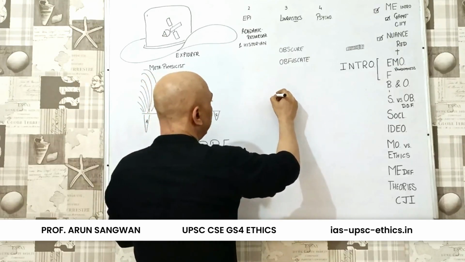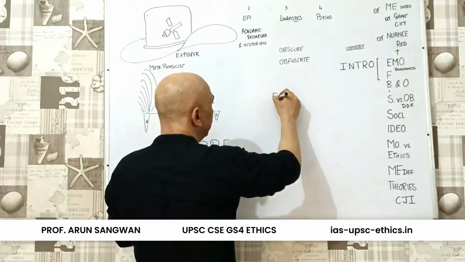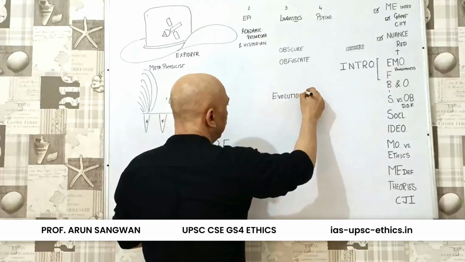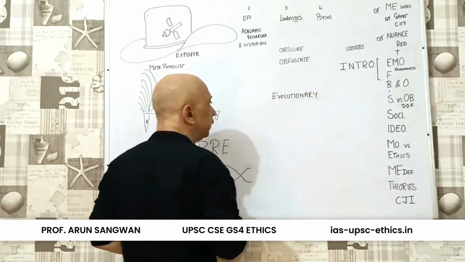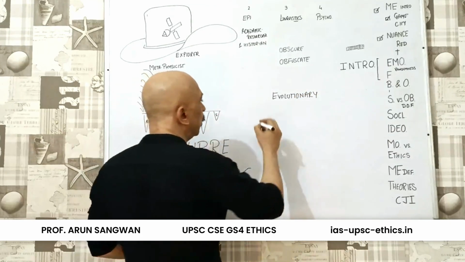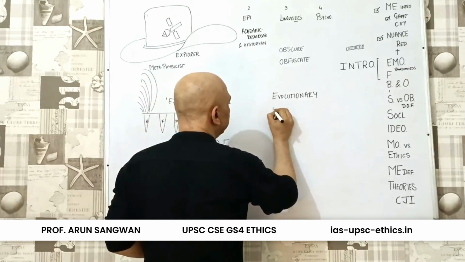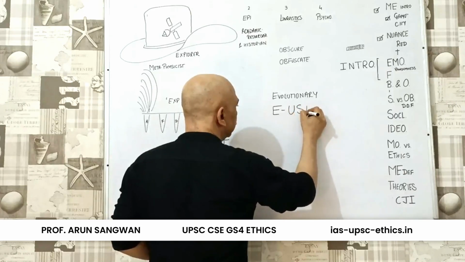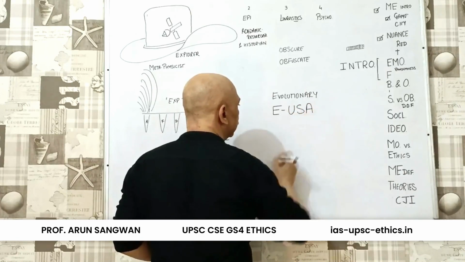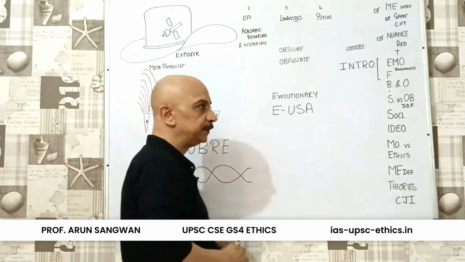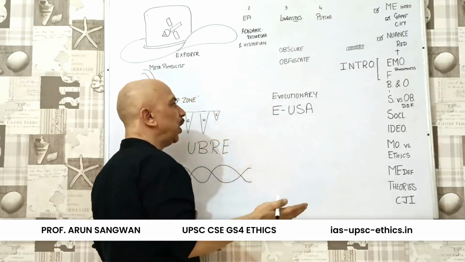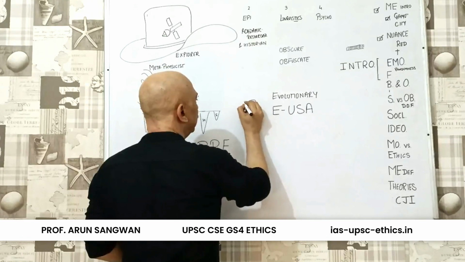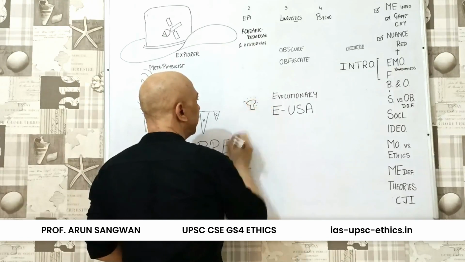Now we have evolutionary. I like to call it EUSA. Why? Kind of triggers my memory.